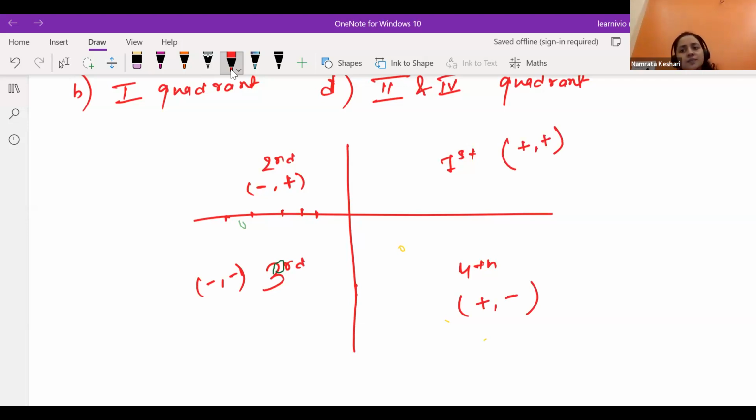Are you understanding it? Do you know this? Yes, ma'am. Okay. Safia, Sazia, Farhan, do you know it, or shall I explain how we are concluding that in first quadrant both are positive? Shall I explain it, or do you already know?